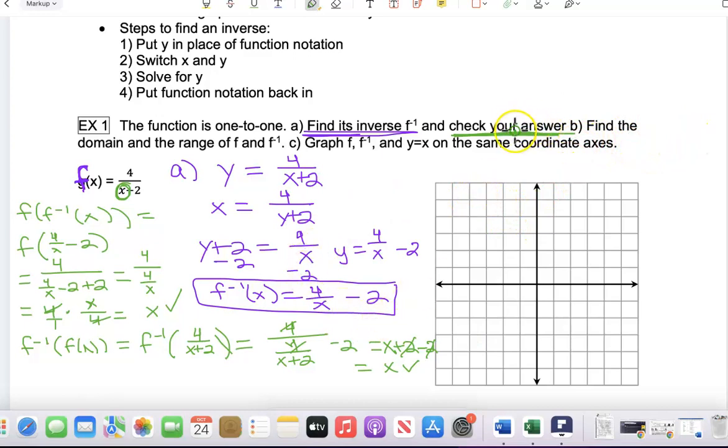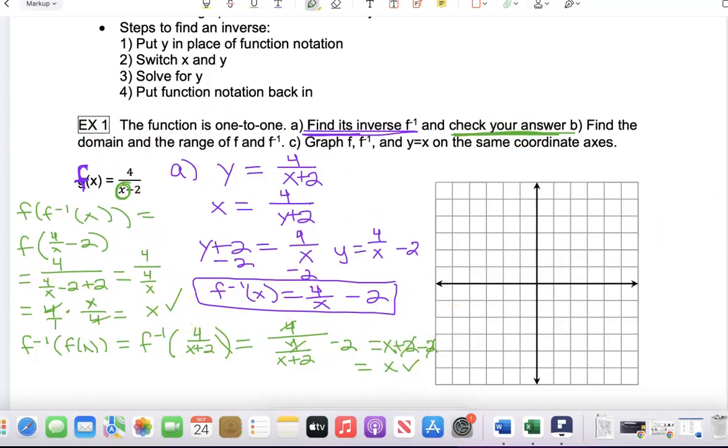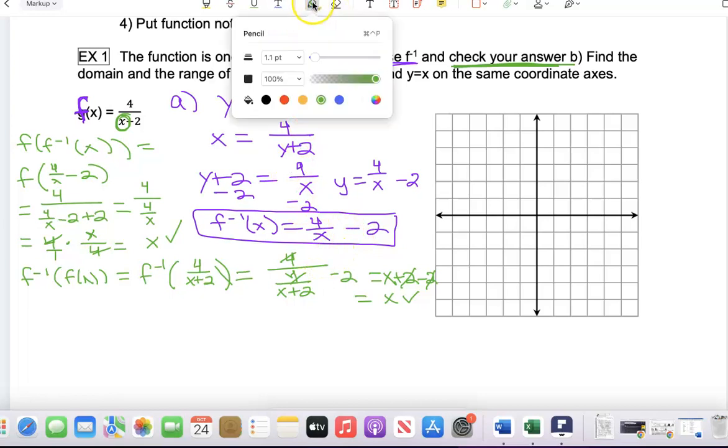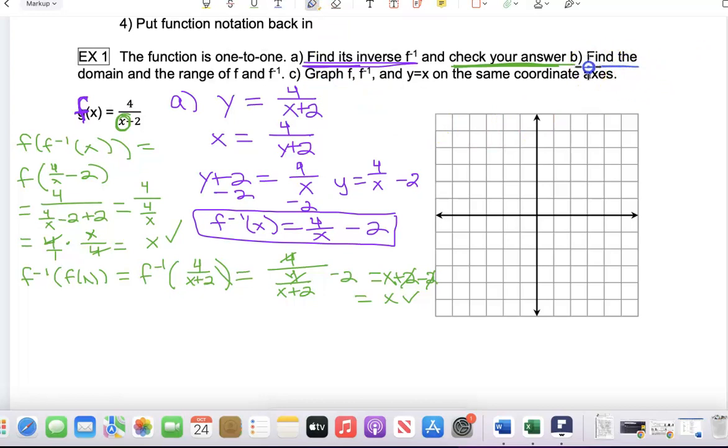Okay, so I've checked my answer. That's the same thing as proving that two functions are inverses. I showed both their compositions simplify to x, which means I can feel confident about this purple answer because I know that it's right. So next, it wants me to find the domain and range. So again, we're going to kind of color code these today. So blue for that.